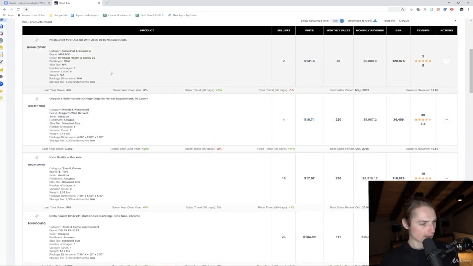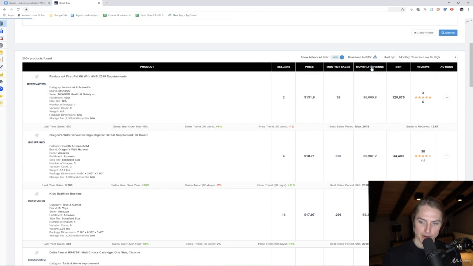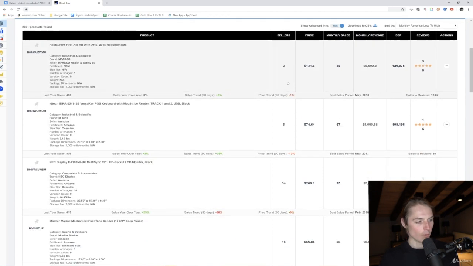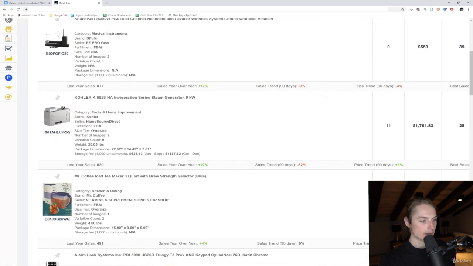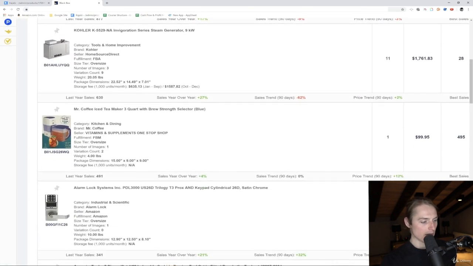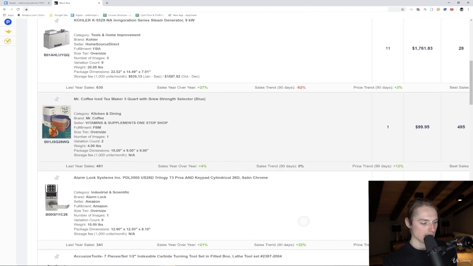A restaurant first aid kit. Interesting. Let's see, what else have we got here? Let's sort by monthly revenue. Oh, industrial and scientific, of course. Some of my favorite markets to go into are industrial and scientific, by the way. All right, so we've got this going. Let's see what we have here. Lav mic. Okay, a steam generator.